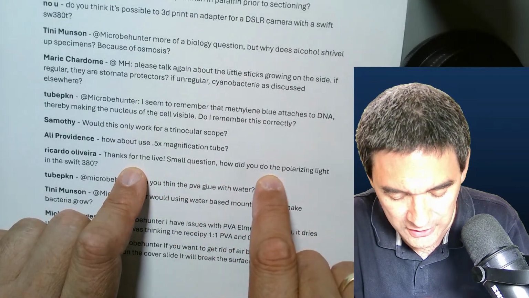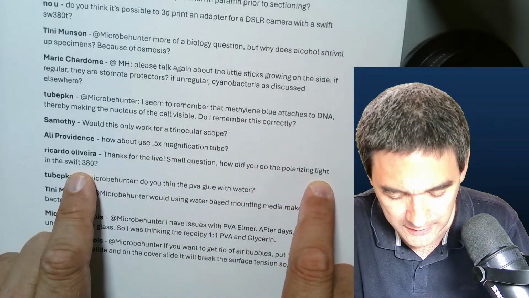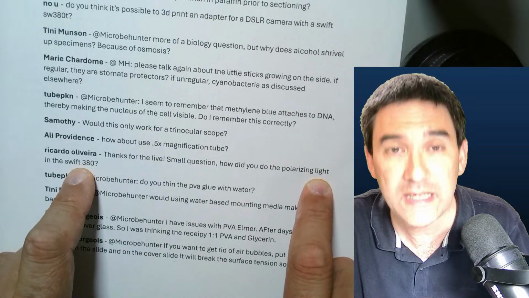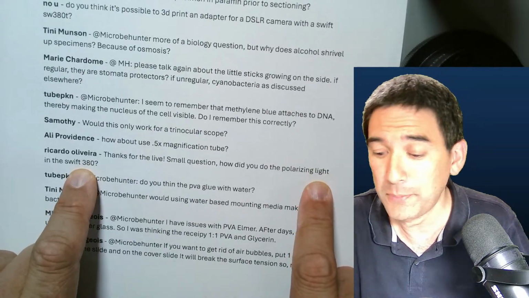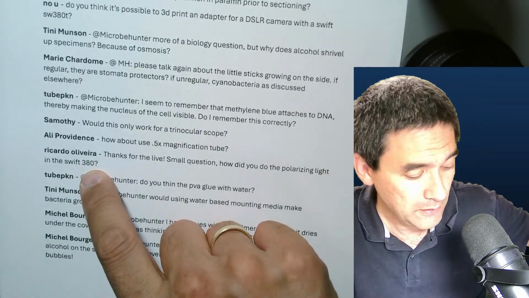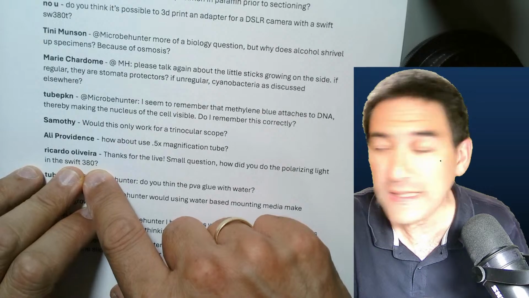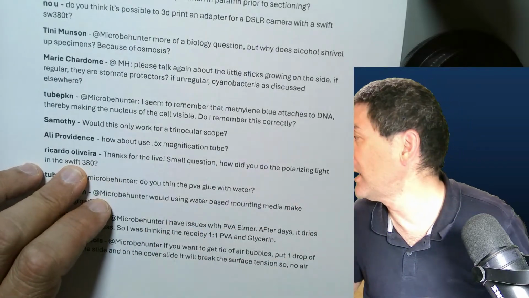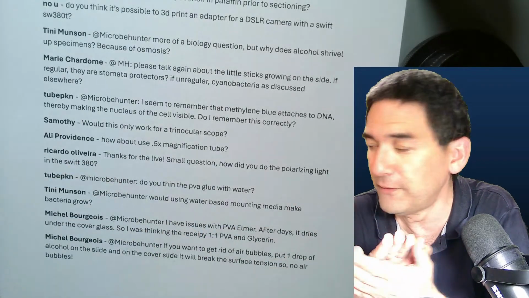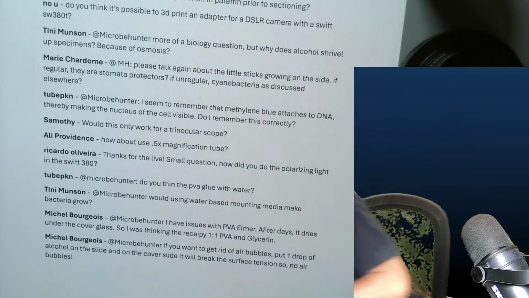Thanks for the live. Small question: how did you do the polarizing light in the Swift 380? Not only Swift 380, but pretty much any one. Pretty easy. I made videos as well. I don't have polarizing filters here. You take 2 polarizing filters. Just a second. Give me 10 seconds.